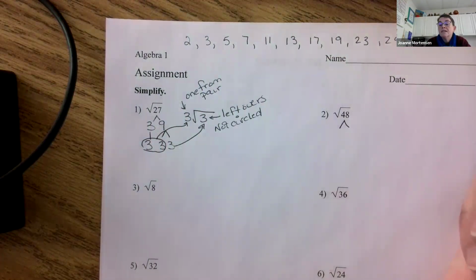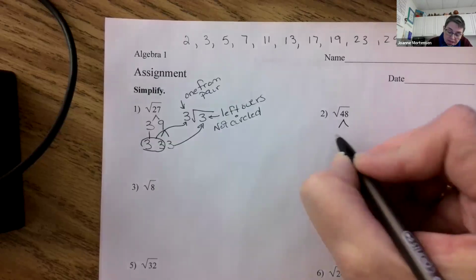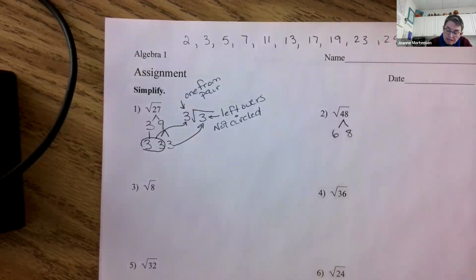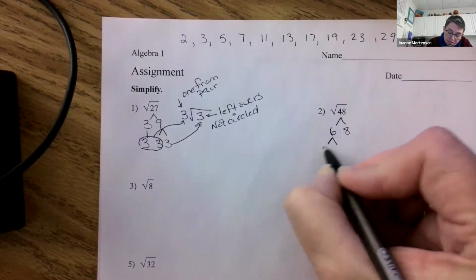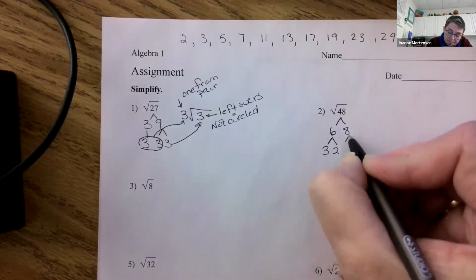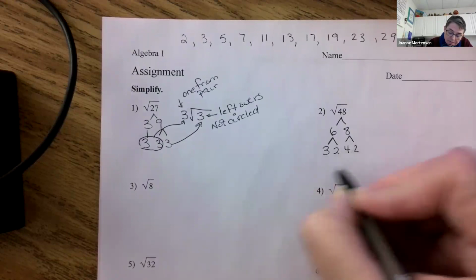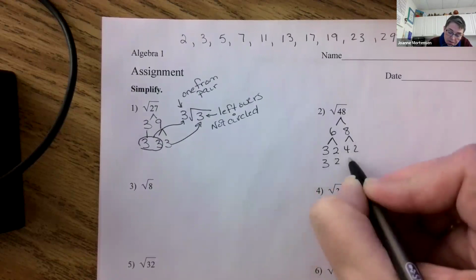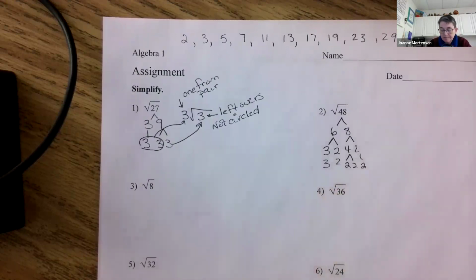I'm going to fess up. I'm going to be lazy. I could go 2 and 24, and 2 and 12, and 2 and 6, but I'm going to try 6 and 8, because 6 times 8 is 48. Save myself some room. 3 and 2, 4 and 2, 3 and 2, and 2 and 2 and 2.